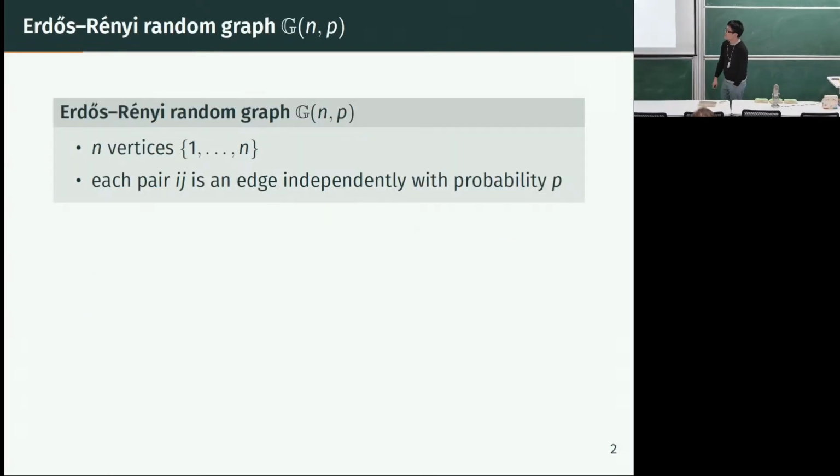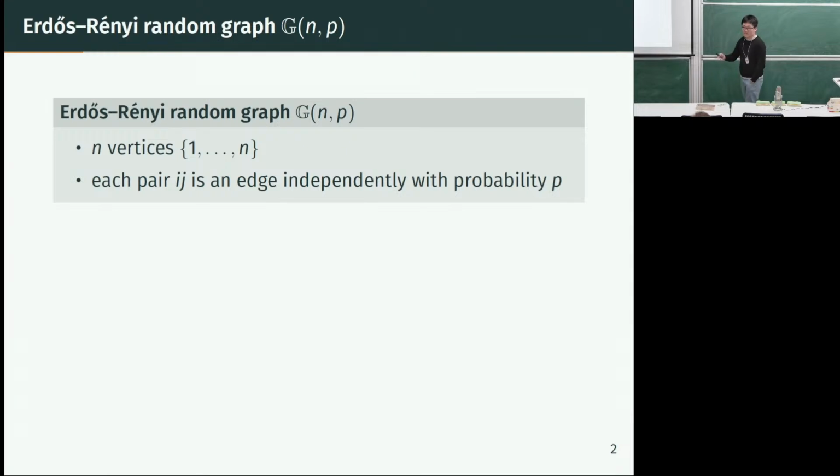Right, so to begin, let me talk a bit about the Erdős-Renyi random graph. As some of you may know, the Erdős-Renyi random graph, G(n,p), is a random graph on n vertices, usually 1 through n. And what you do is you have each pair of vertices ij be an edge with probability p, independent of all other pairs of vertices.